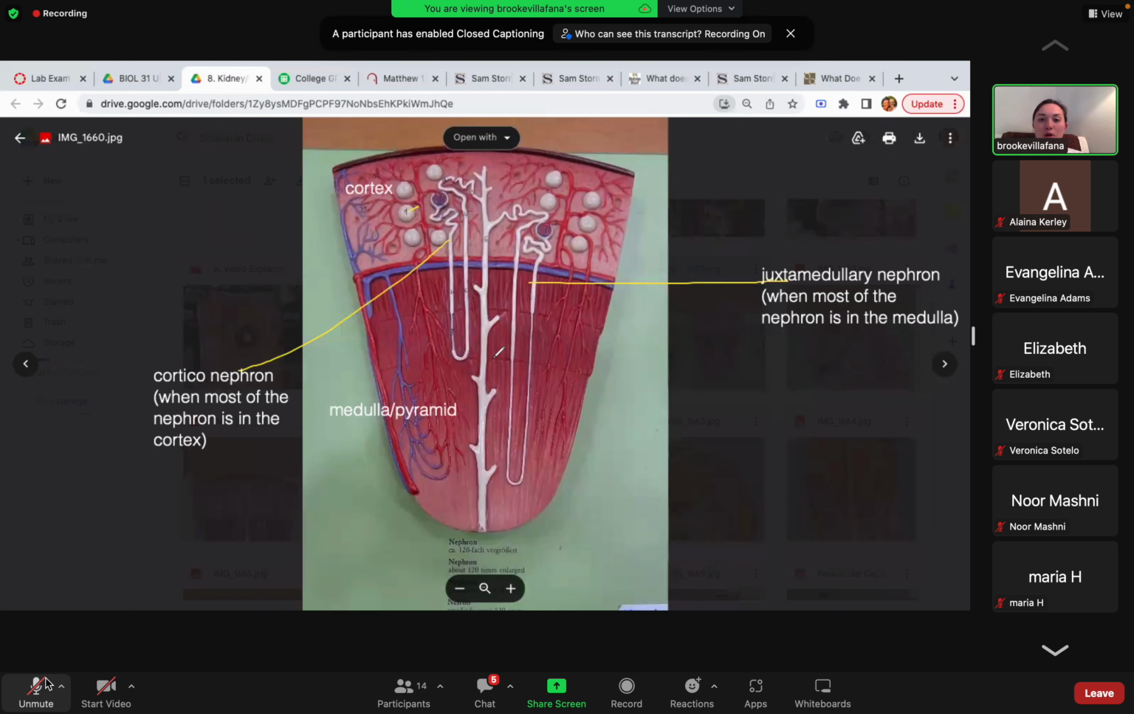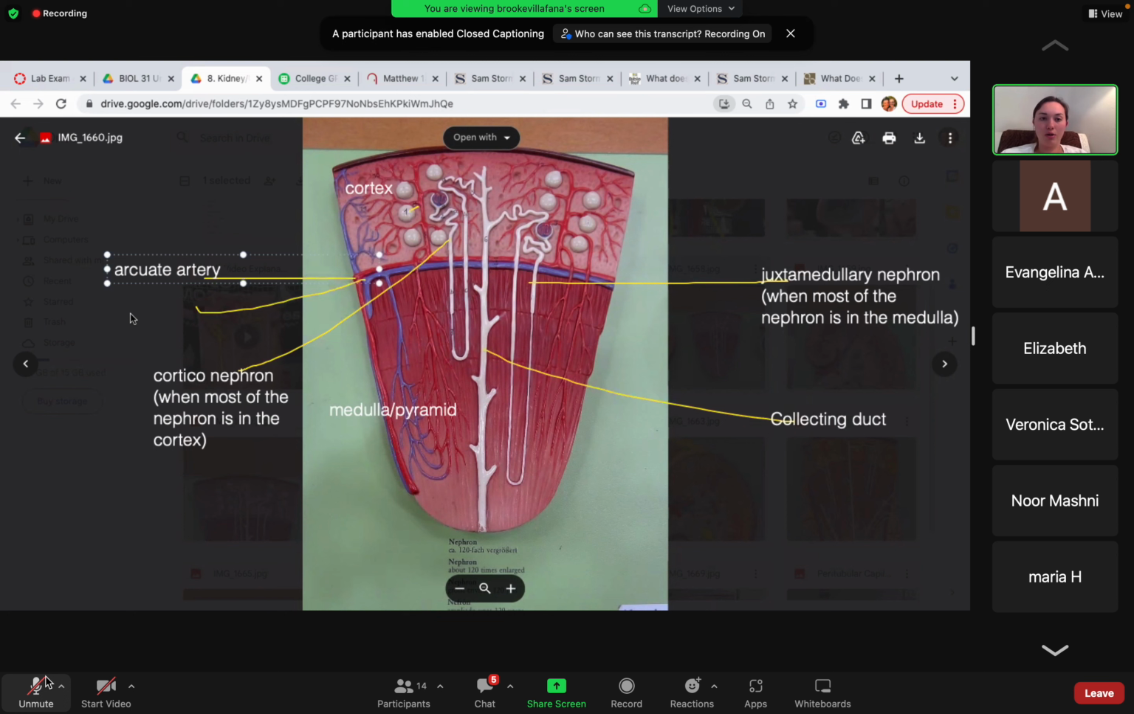And then those flow into the loop, the collecting duct. So this is the collecting duct. The collecting duct then hooks up to the calyces, which are those funnels that I showed you before. And then you have the arcuate artery and arcuate vein. Okay, arcuate artery, arcuate vein. Okay, any questions here?